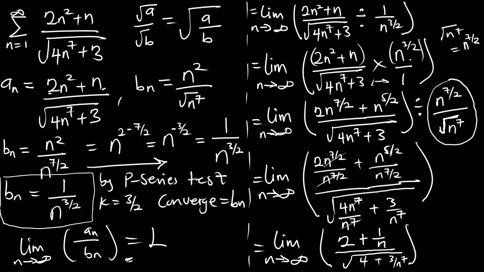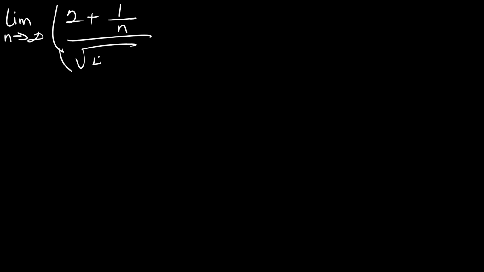Are we good? Now this is what we have. We have limits as n approaches infinity of 2 plus 1 on n over root of 4 plus 3 on n raised to the power 7. You can use your calculator to verify things, okay? This is what we have. So here we are going to now put in the value of n to be infinity. So if 1 is divided by infinity, it will approach 0. If 3 is divided by infinity raised to the power 7, it will also approach 0.